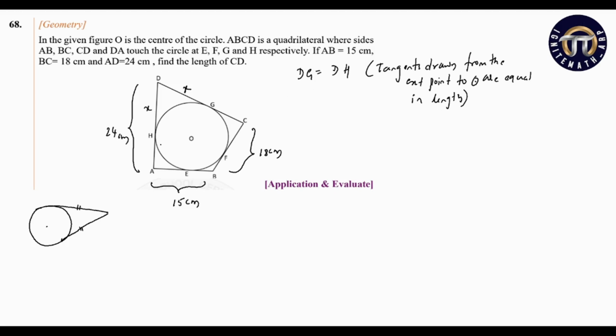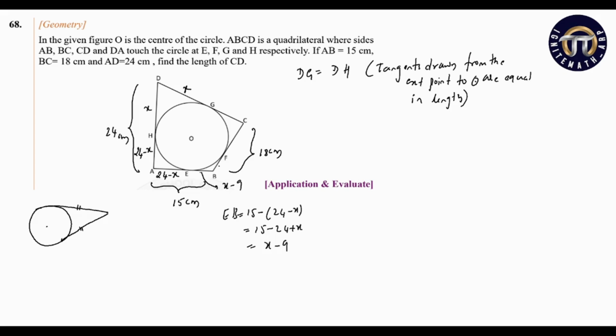So now this becomes X, this also becomes X. So now this total is 24. So this becomes 24 minus X, children. If this is 24, AH is equal to AE. So this also becomes 24 minus X. Then EB will be what? EB will be 15 minus (24 minus X). So in the sense 15 minus 24 plus X. So EB will be X minus 9.